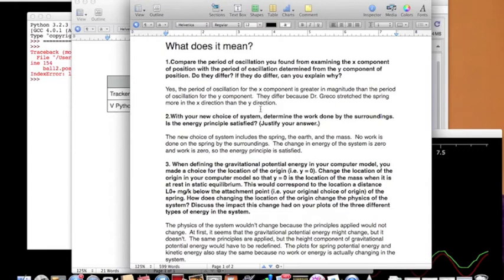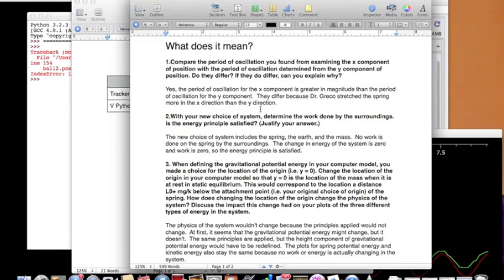The second question asks for the work done by the surroundings and whether or not the energy principle was satisfied. No work is done on the spring by the surroundings, therefore the change in energy of the system is zero and the work done is zero, so the energy principle is satisfied.